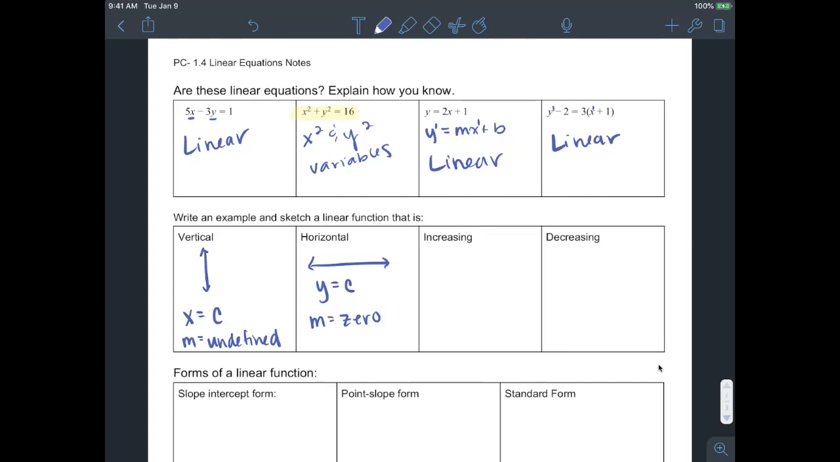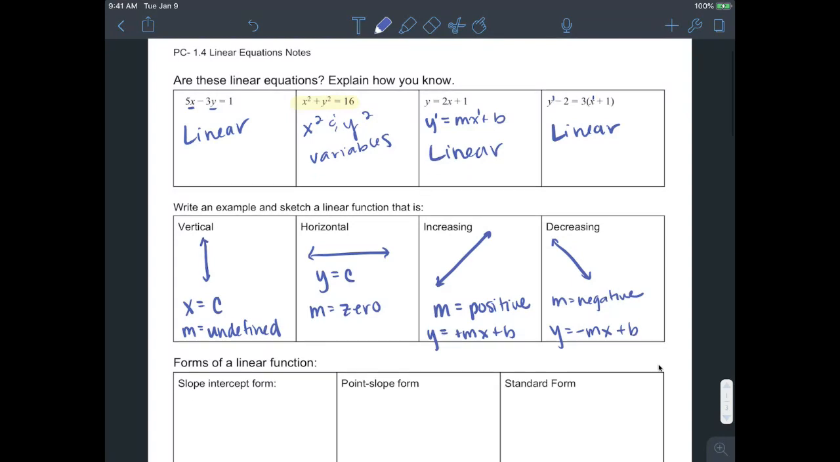In an increasing line, so as x increases, y increases. So this slope is going to be some positive value. So when I have my equation, it's going to be y is equal to m, so a positive m times x plus b. And then decreasing, the slope is negative, which means we'll have negative mx plus b.